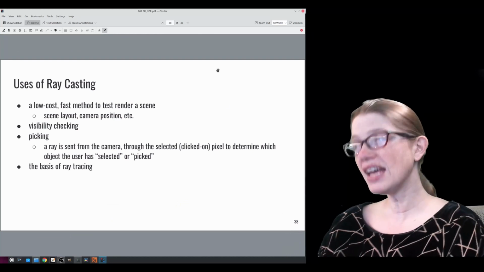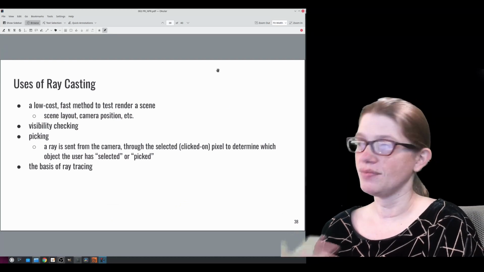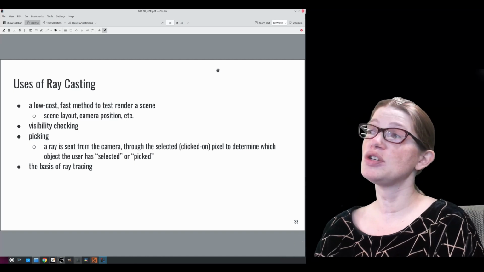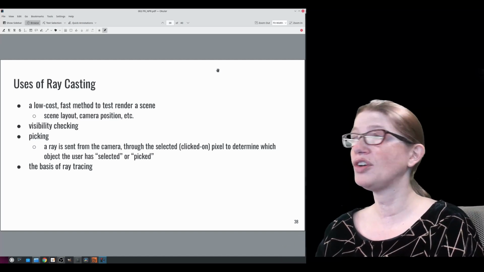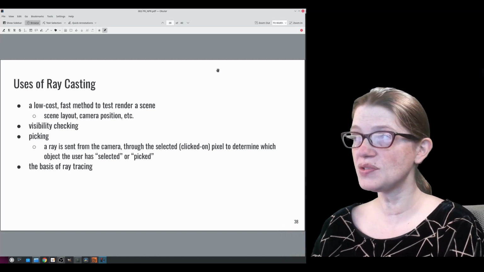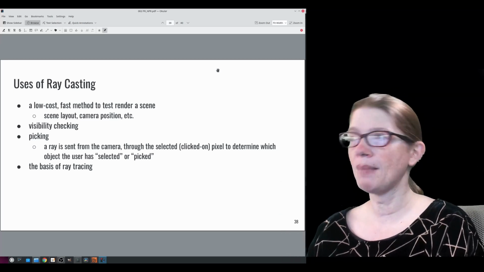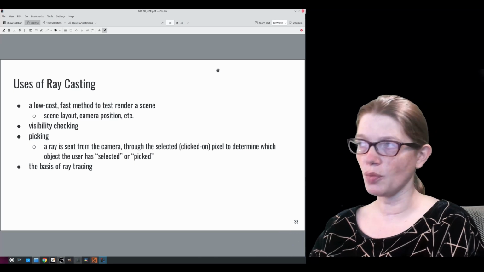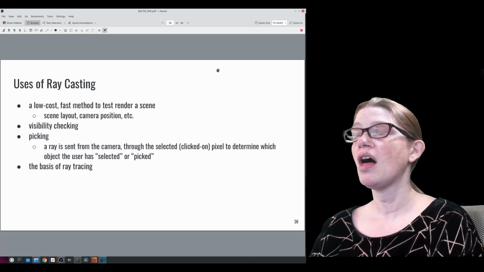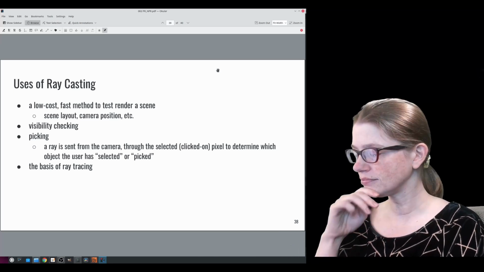And of course, the other thing is that this is the basis for ray tracing. Ray tracing, which we are going to build on top of this, is going to take these ideas and expand them. But this first algorithm will always be the first part of the actual ray tracing algorithm.